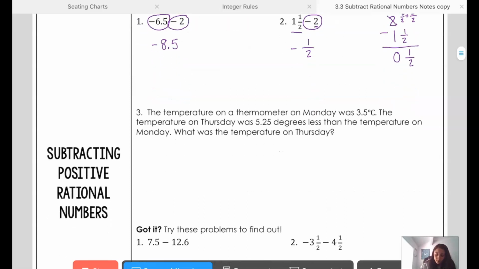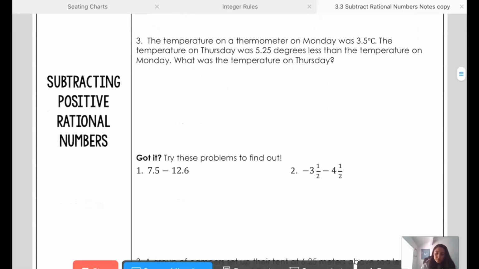All right, number 3 is a word problem. It says the temperature on a thermometer on Monday was 3.5 degrees Celsius. The temperature on Thursday was 5.25 degrees less than the temperature on Monday. What was the temperature on Thursday? So on Monday it was 3.5 and Thursday's was 5.25 less than that. So we're going to subtract 5.25 or 5 and 25 hundredths. So now we have 3.5 minus 5.25.